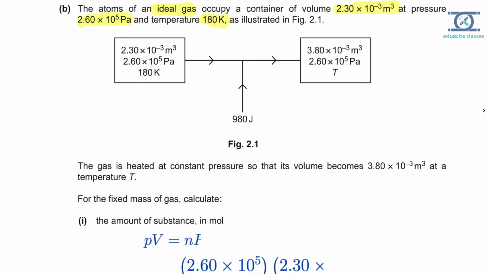So the gas is heated at constant pressure so that its volume becomes this. It is heated at constant pressure. You can see here the pressure is not changing throughout the process. So the volume increases to 3.8 at a temperature T. So for a fixed mass of gas, calculate the amount of substance in mole.